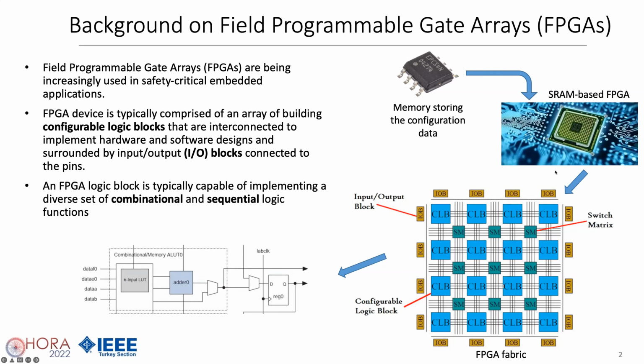Reconfiguring the FPGA fabric inside the chip means that the FPGA changes its functionality on the fly to support a new application. An FPGA device is typically comprised of an array of configurable logic blocks that are interconnected to implement hardware and software designs and surrounded by I/O blocks. An FPGA logic block is typically capable of implementing a diverse set of combinational and sequential logic functions.